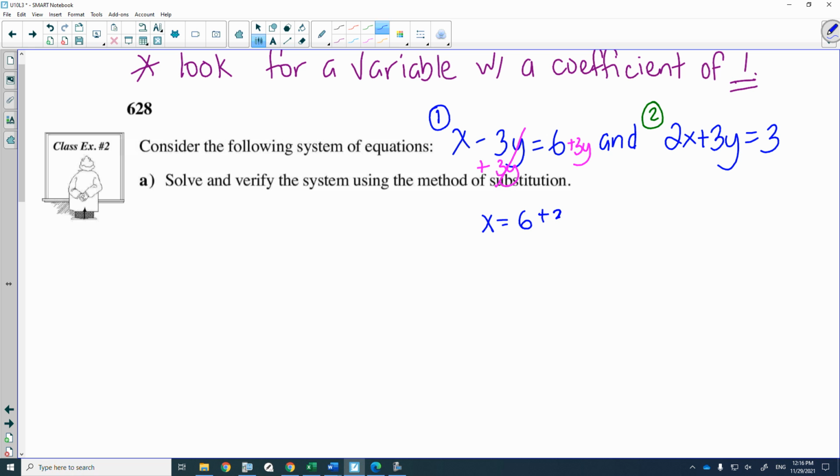6 plus 3y. When you solve the variable in one of the systems, you substitute it in the other system. So x is equal to this. So I'm going to look for an x in my other system, and it's right here. The x comes out, and I'm substituting what x is, 6 plus 3y. So it's going to be 2 times 6 plus 3y, plus 3y equals 3.